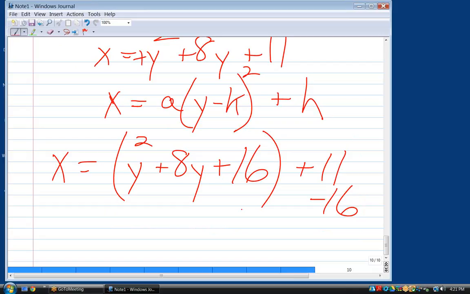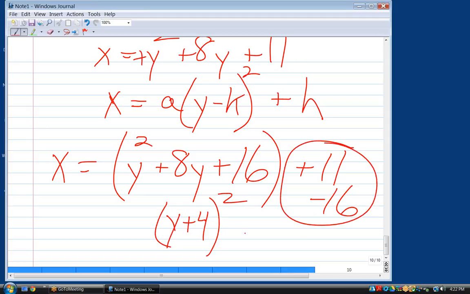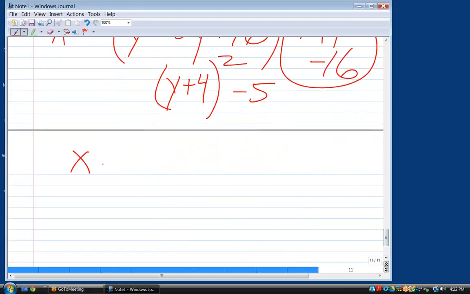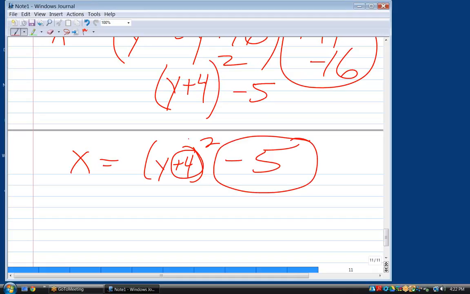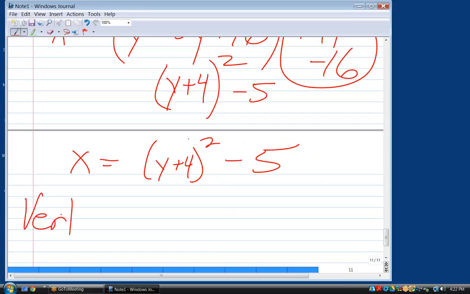The reason I added 16 inside the parentheses is because I want to be able to write this thing as y plus 4 quantity squared. And I can do that now. That's the whole purpose that you complete the square, is so that you can write it as a linear factor squared. Well, now I combine those two terms to get minus 5. And notice what I've got. I've got it in vertex format. I got x equals y minus 4 quantity squared minus 5. There's h. There's k. So your vertex is at minus 5, minus 4.